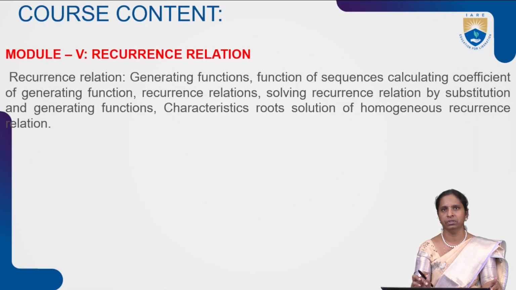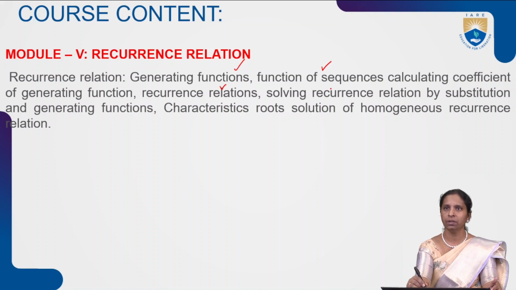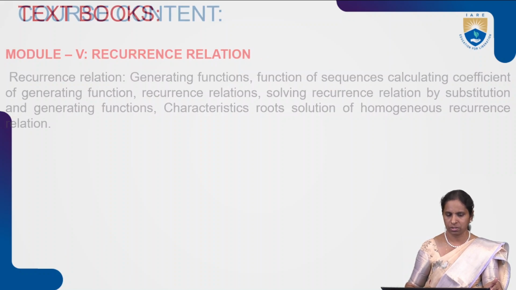And coming to the fifth module, it discusses recurrence relations. In recurrence relations, we will study generating functions, functions of sequences, calculating the coefficient of a generating function, as well as recurrence relations, and solving these recurrence relations by using methods like the substitution method as well as generating functions, the characteristic root method, and the solution of homogeneous recurrence relations. These topics will be discussed in the fifth module. This is the overall course content of this course.